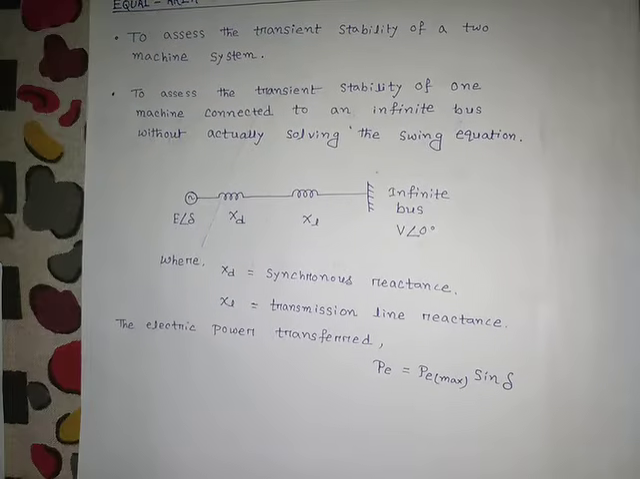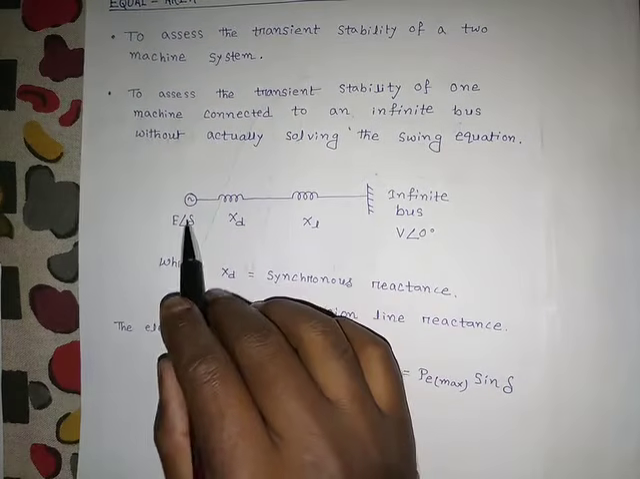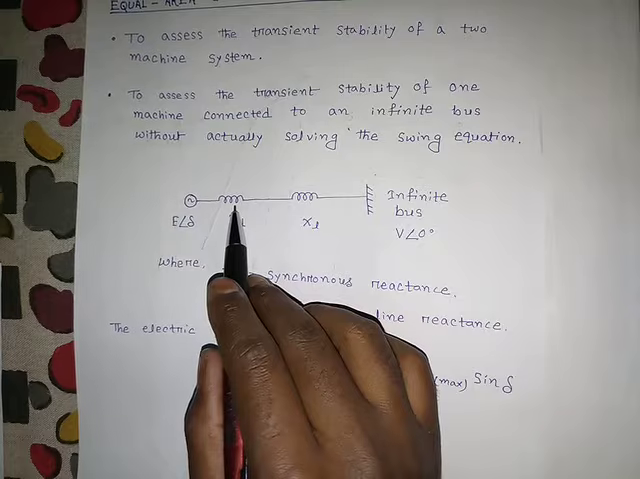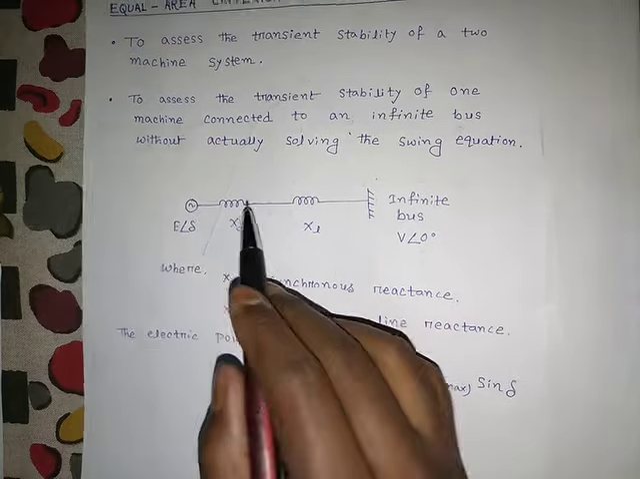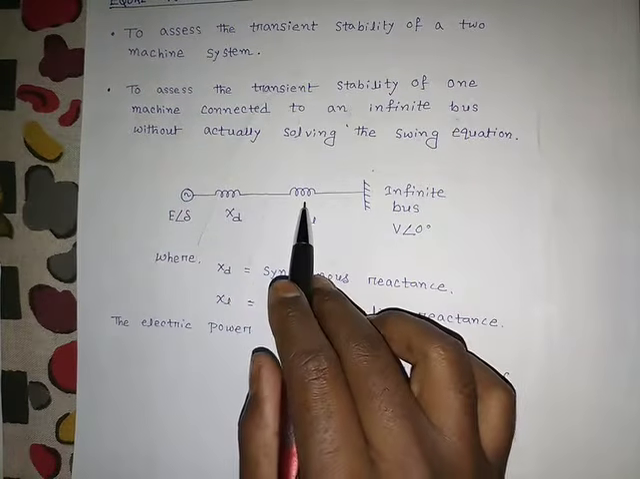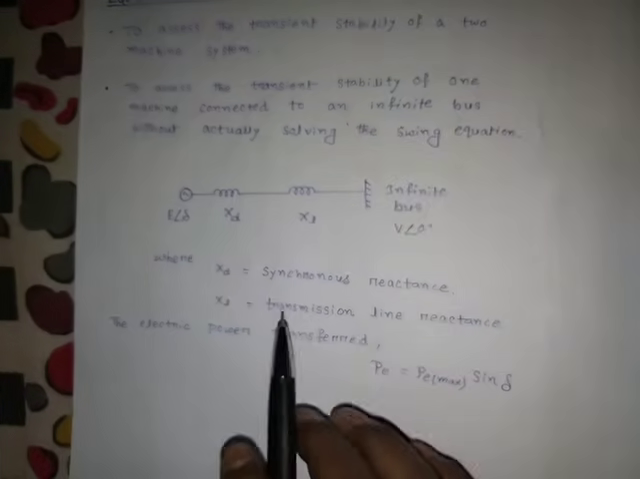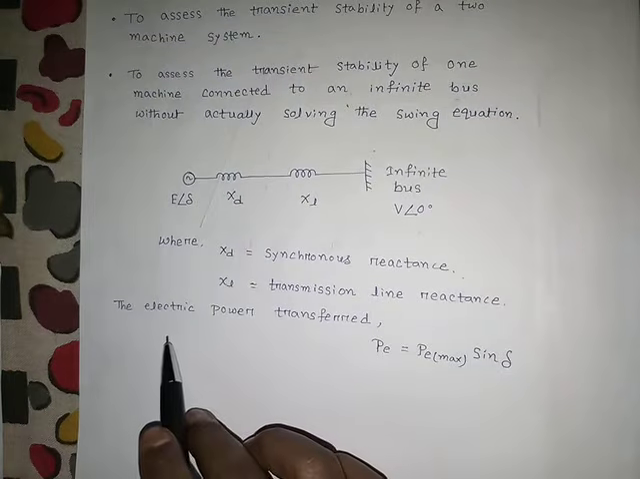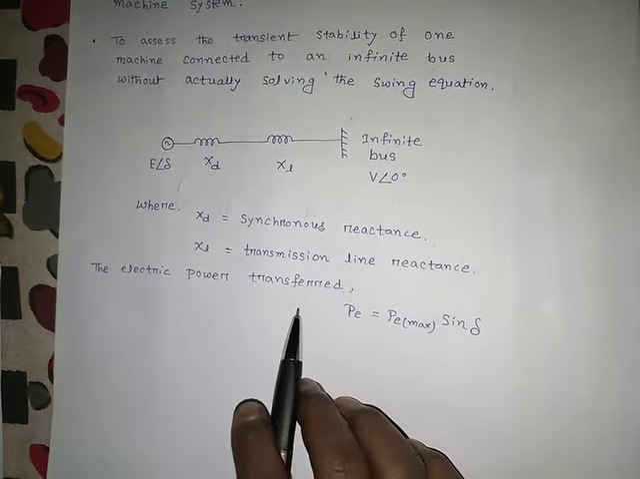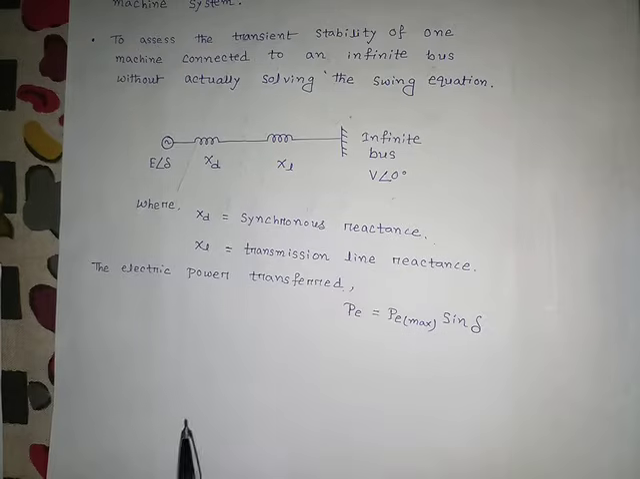Now simply see a synchronous generator connected here with XD. XD is nothing but the synchronous reactance. XL is the transmission line reactance, with the line connected to the infinite bus. Here also XD is the synchronous reactance and XL is the transmission line reactance. And what about our power formula? The power formula is P equal to PM sine delta.